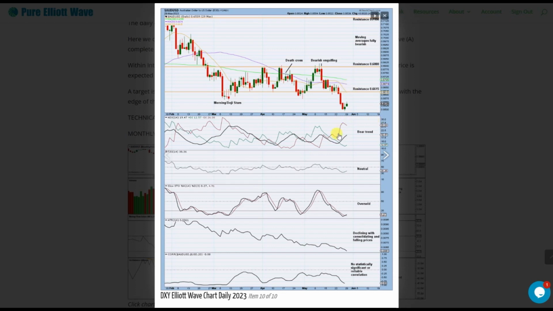ADX is indicating a bear trend, however this could go much further before it reaches extreme. RSI is still neutral, stochastics are oversold, ATR is declining with consolidating and falling prices. I think the technicals here definitely support the Elliott wave count that the bear trend has a little bit longer to go before we resume the major long-term bullish trend.